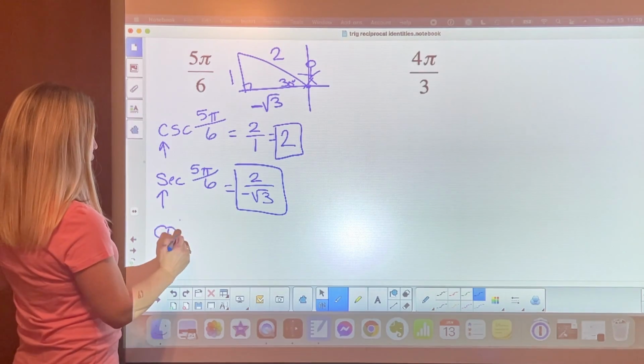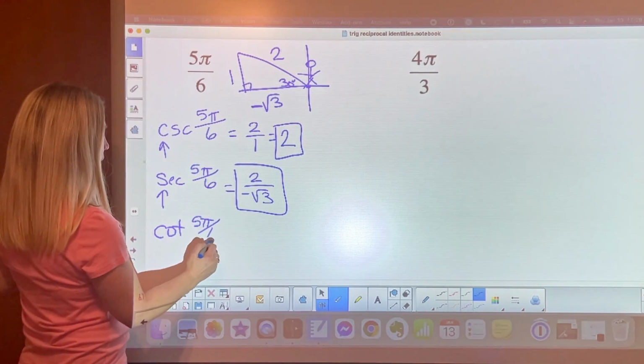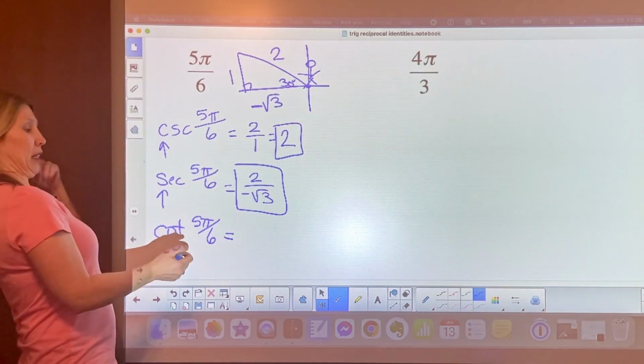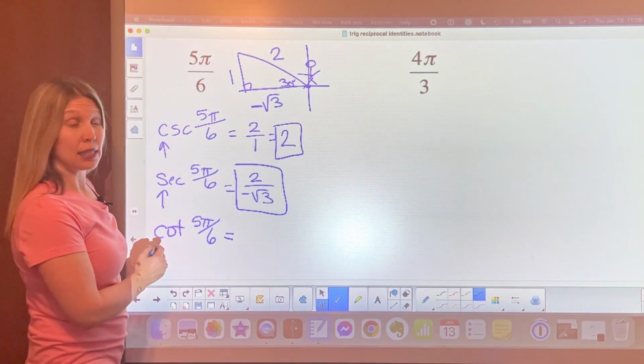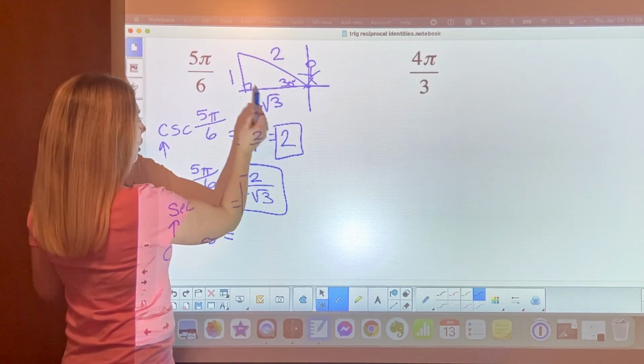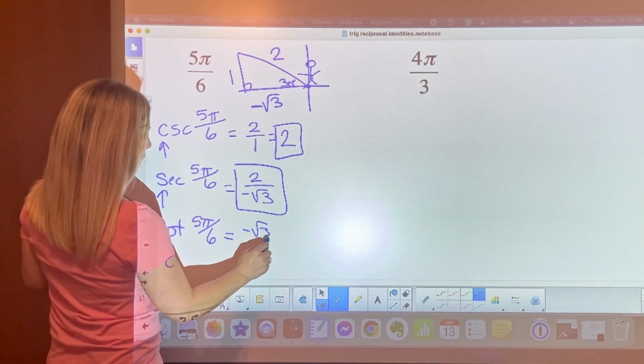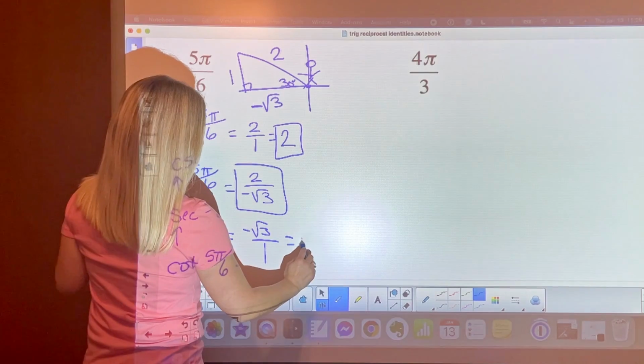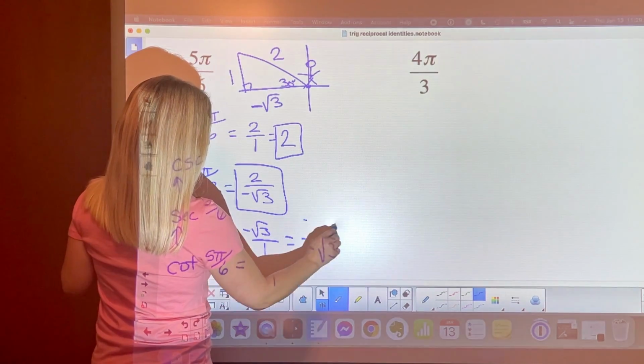And then cotangent of 5 pi over 6. Again, the reciprocal of cotangent is tangent. Tangent is opposite over adjacent. So now we have adjacent over opposite, which simplifies down to negative square root of 3.